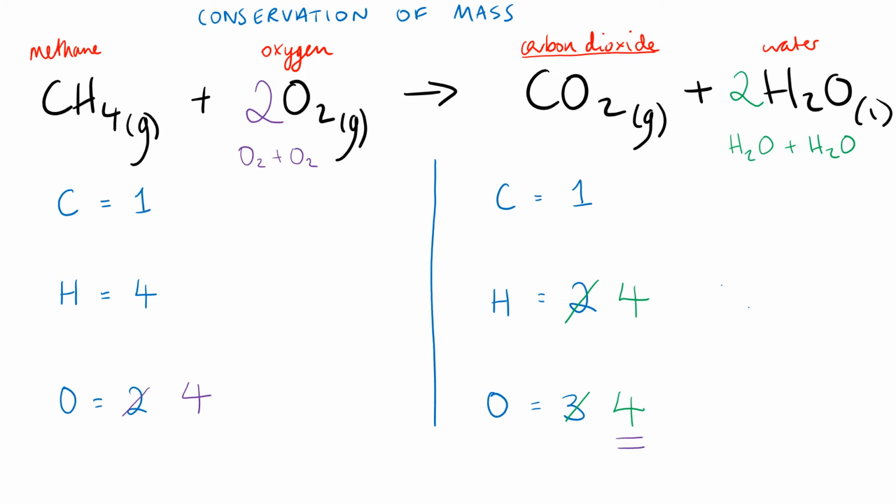And now you can see that we've got 1 carbon on the left, 1 carbon on the right, 4 hydrogens on the left, 4 hydrogens on the right, and 4 oxygens on the left and 4 oxygens on the right. And that is a balanced chemical equation. In addition, what this is telling us is that 1 molecule of methane reacts with 2 molecules of oxygen gas to form 1 molecule of carbon dioxide gas and 2 molecules of liquid water.